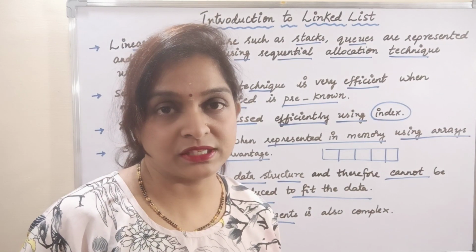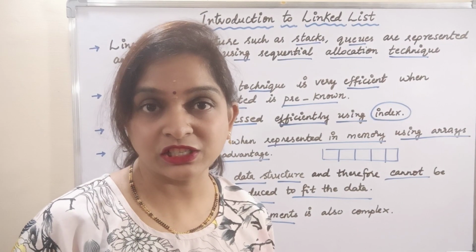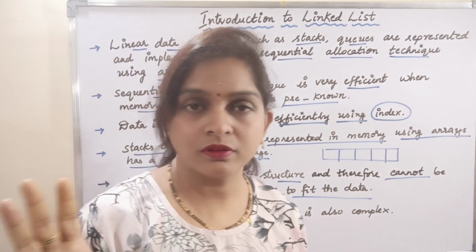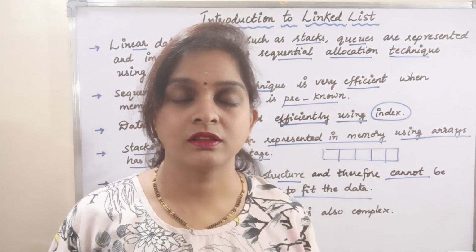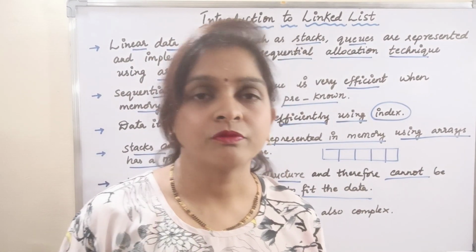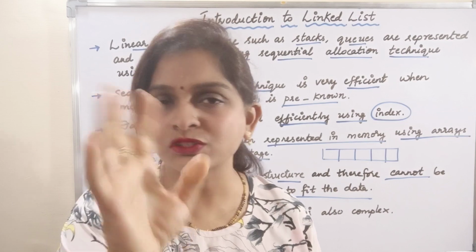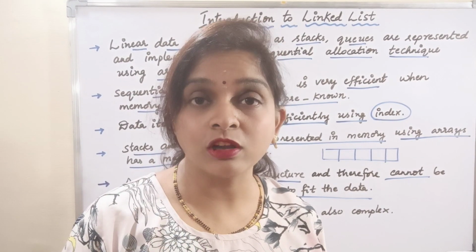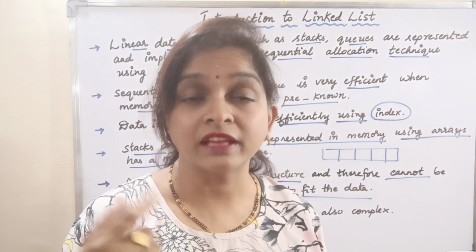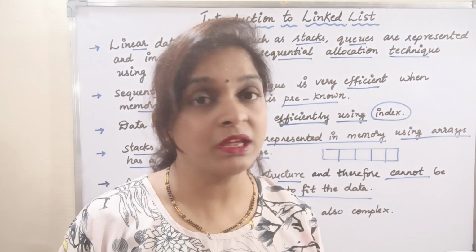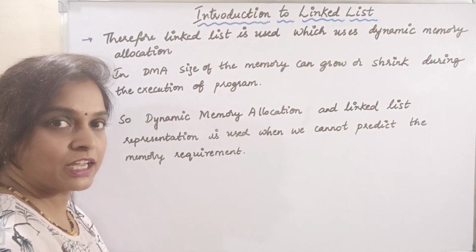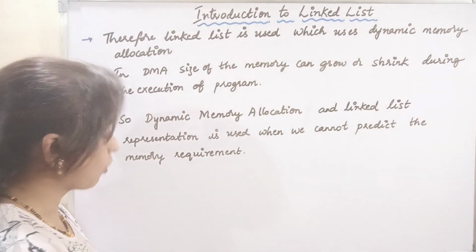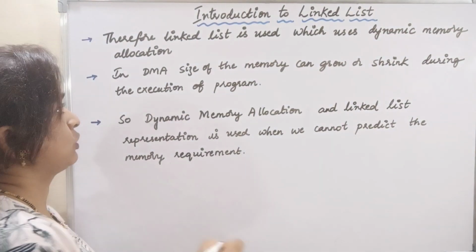If I represent the data structures stacks and queues using static allocation, it is good if I know the size, and I am very sure that I am not going to increase or decrease it. Then I can simply go with arrays. But if you cannot predict the size, then I have to go with a dynamic structure. As static allocation has all these disadvantages, it's better to go with dynamic memory allocation.